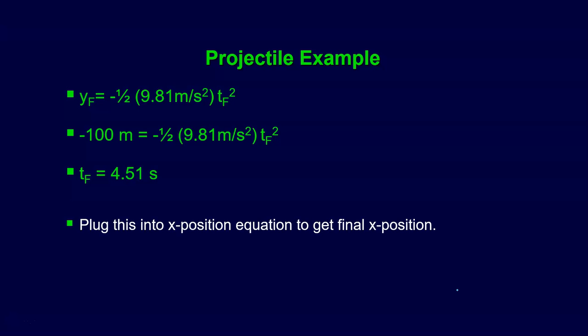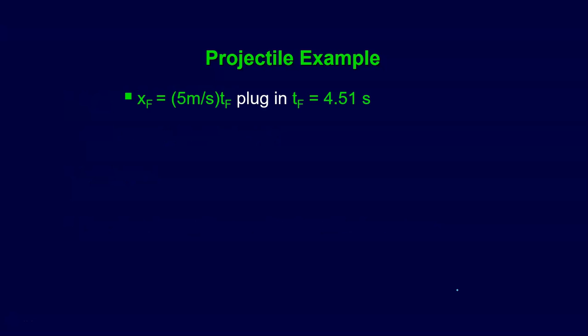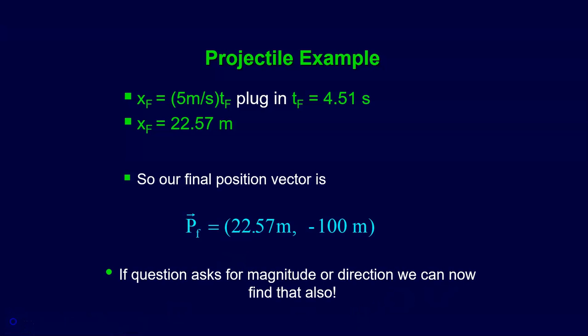All right. So now what I can do is plug this into the x position equation to get the final x position, which is what we were looking for in this question. So here's my x equation. Again, I'm going at constant speed. So I plug in the 4.51 seconds and I get 22.57. So that's the distance that it travels in the x direction in this particular case. And then, if the problem asked, the final position vector of our cannonball is negative 100 meters and an x distance of 22.57. So we can go from there and figure out whatever else we need.